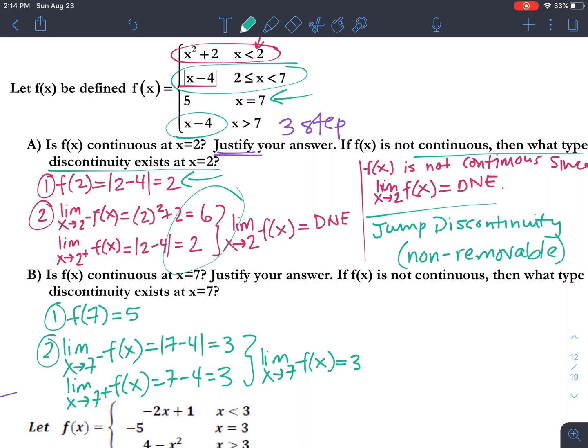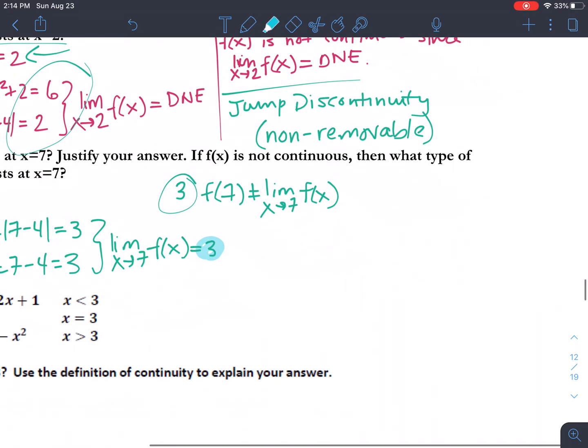Okay, so think about what's happening here, guys. What's going to happen with step 3? Step 3 is asking again, is f of 7 equal to the limit as I approach 7? Hopefully you notice here we've got 3, we've got 5. Answer here is no. So it is not continuous. But the fact that the limit exists, right? The limit exists. We approach this value of 3, and then we had a value of 5. Okay, what type of discontinuity is this going to be? It's going to be a point of discontinuity.